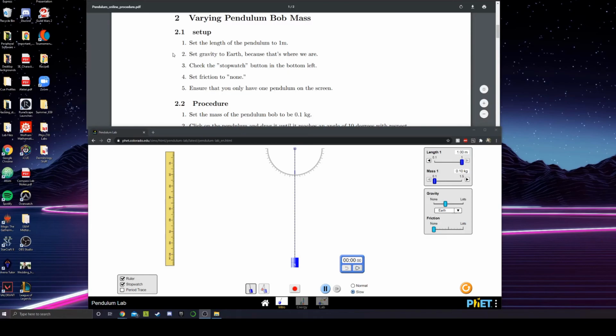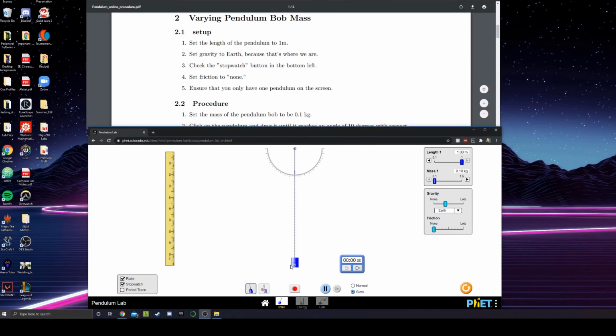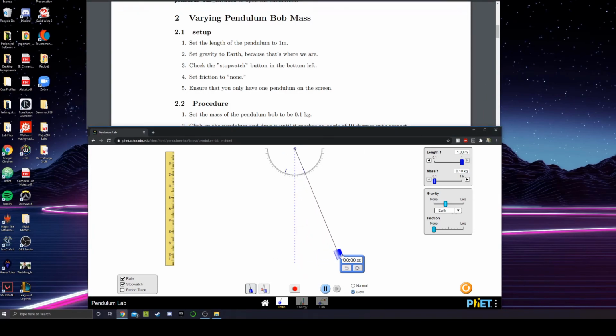So first we're going to do an experiment varying the pendulum bob mass and see how that affects the time that it takes for a pendulum to undergo one period. Keep in mind, please, that one period of a pendulum, if I swing it out here, is when it goes back to its original point. So it's when it goes from here to here and back. One period is one full swing of the pendulum. Alright, so let's go ahead and get into the lab for today.